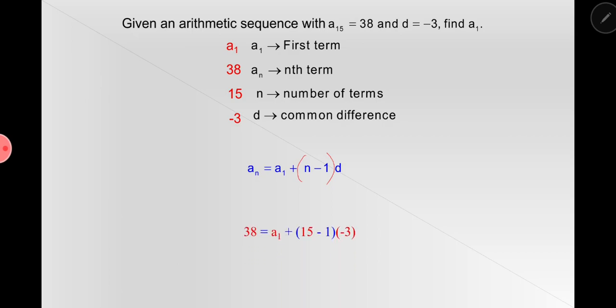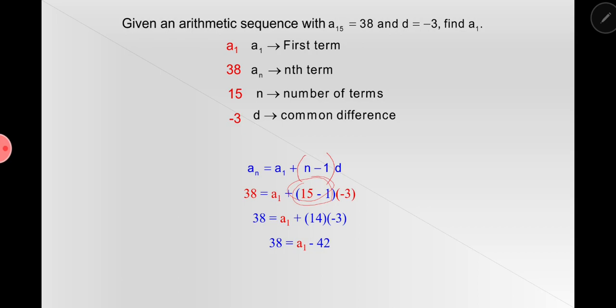Okay? So by substitution, we have 38 equal to a sub 1 plus 15 minus 1 times negative 3. Again, PEMDAS rule. Unahin muna natin yung nasa loob ng parentheses. Now, so for 15 minus 1, we have 14. So 14 times negative 3, that is negative 42. Okay, so 38 is equal to a sub 1 minus 42.